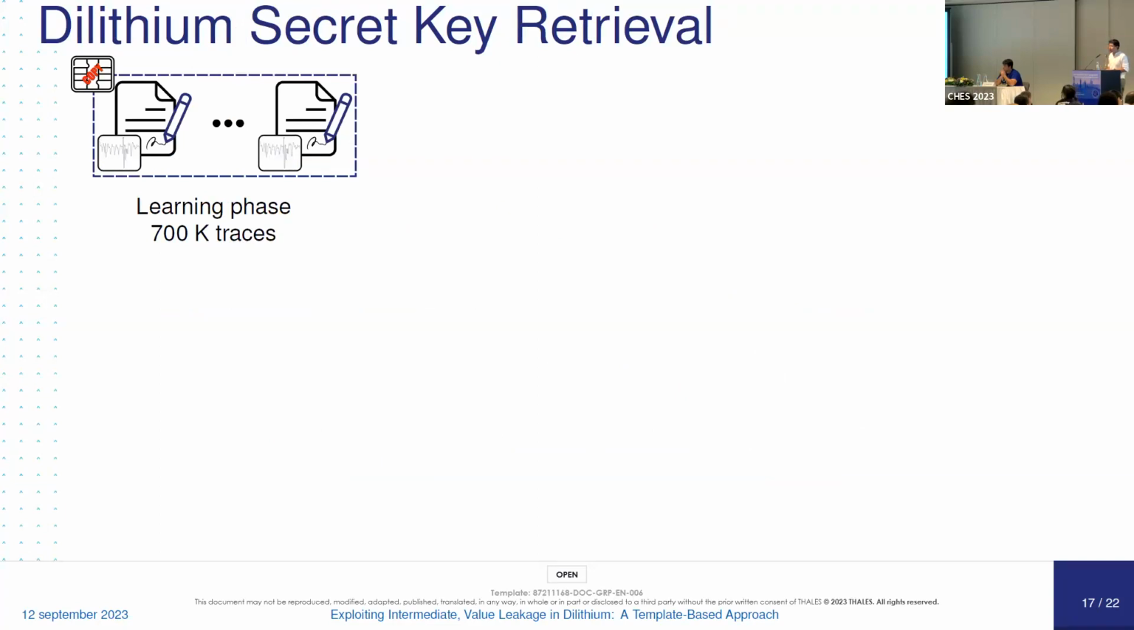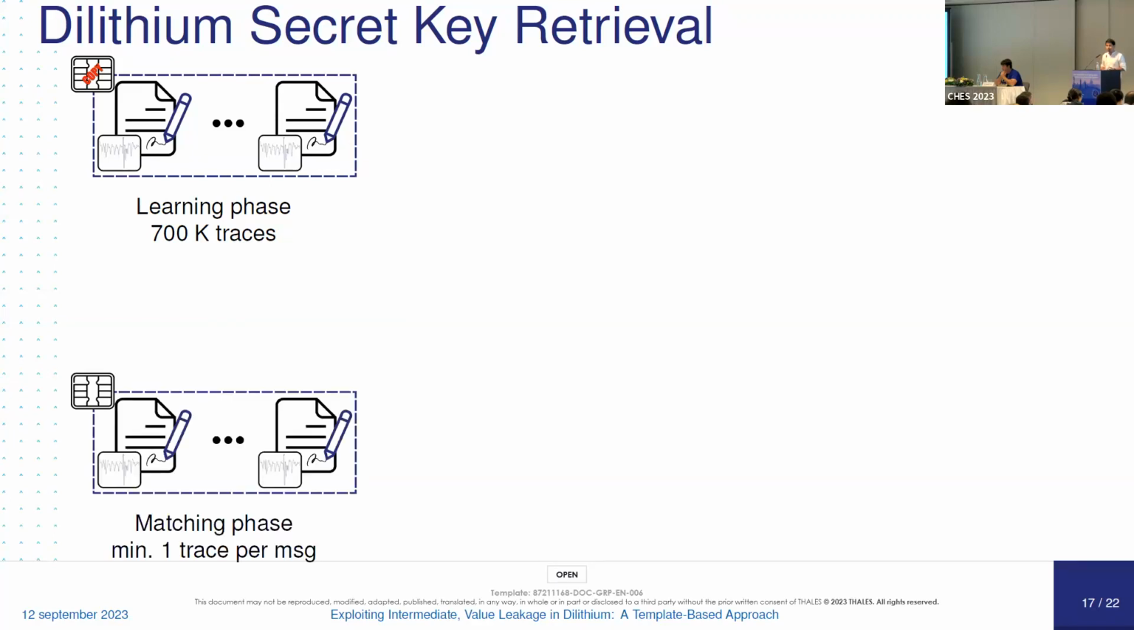Now if you have to remember only 1 slide from this presentation, it's this one. First, you will need to have a copy of the victim's device. Here, for a known secret key, you will record many power traces, and in our case, we use 700K traces to build a template. Then on the victim's device, for an unknown secret key, you will record traces for each of the messages in your dataset. You can record as little as 1 trace per message.